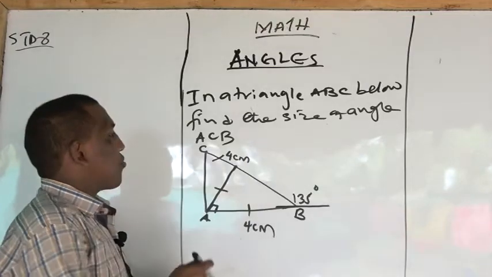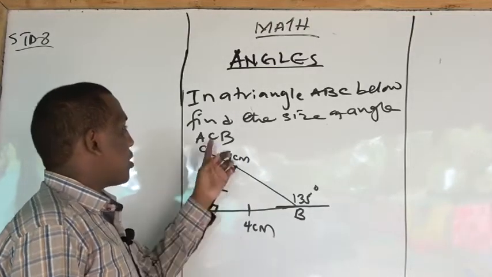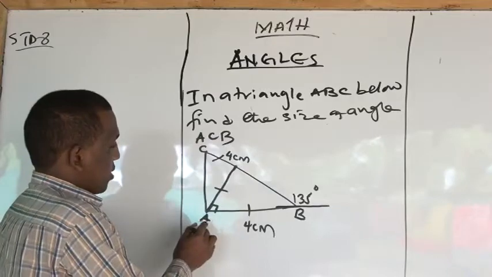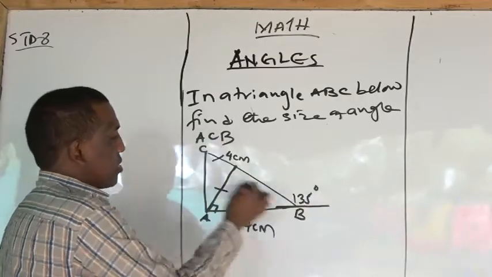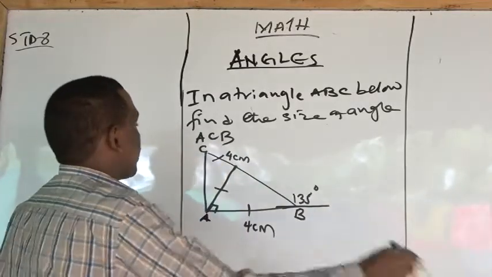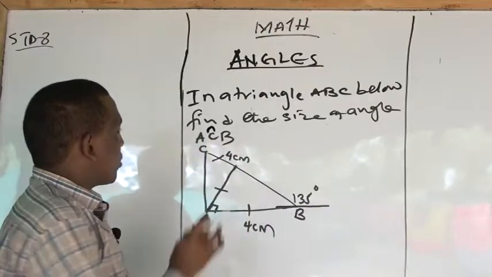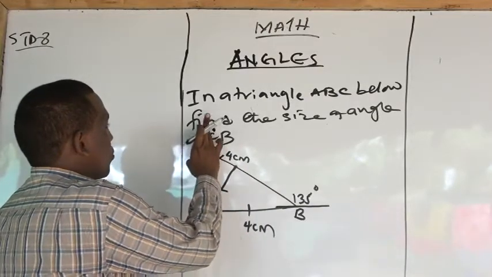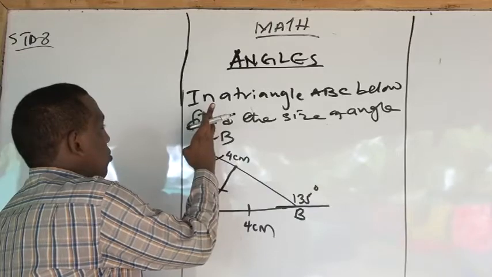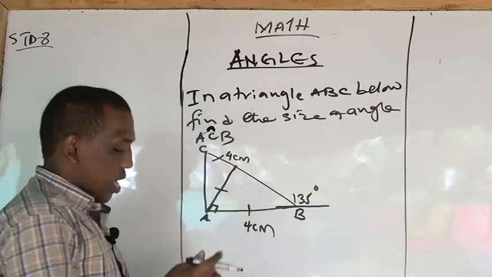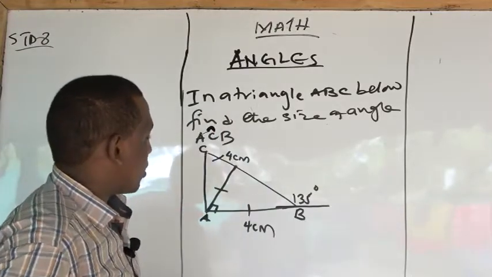Now, here you are told find angle ACB. They want angle C. What they are asking is this angle. They want angle C. That's what they are asking. So since they want angle C, how do we find angle C?